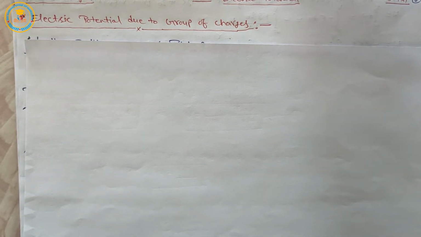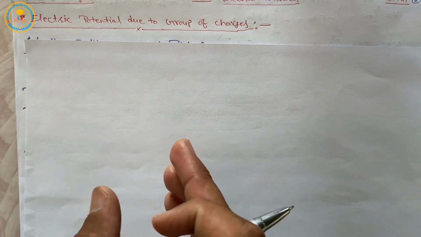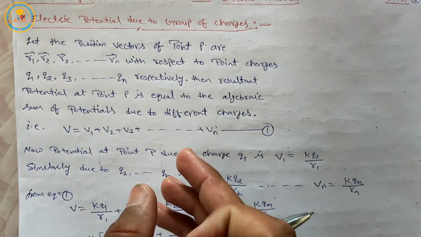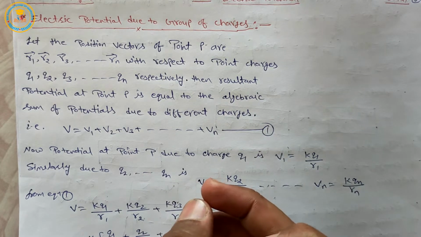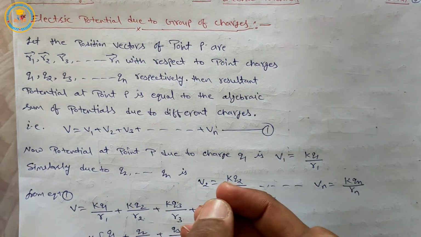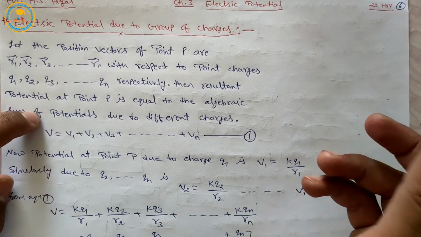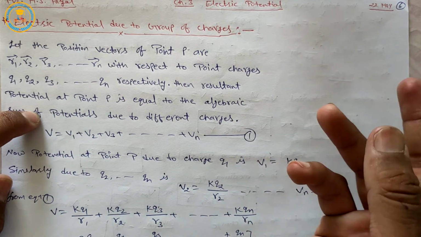And yesterday we determined the electric potential due to a point charge. Today we determine the electric potential due to a group of charges. Okay, in this group we consider some charges, suppose Q1, Q2, Q3 and so on. Due to these charges, we find the electric potential at any point P, which is located at position vectors R1, R2, R3 and so on with respect to the point charges.